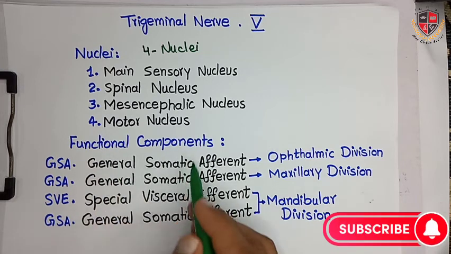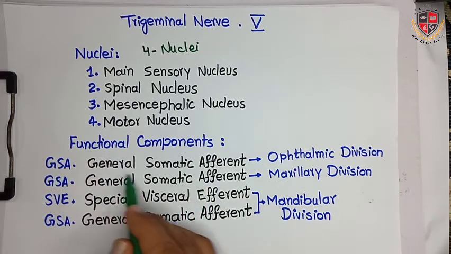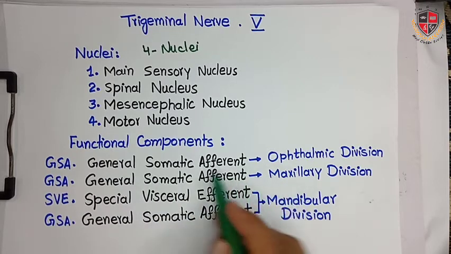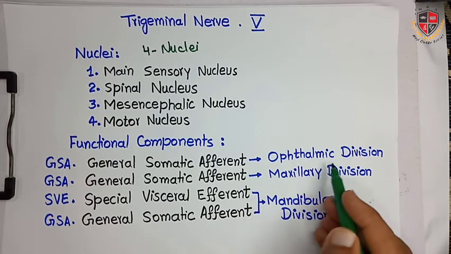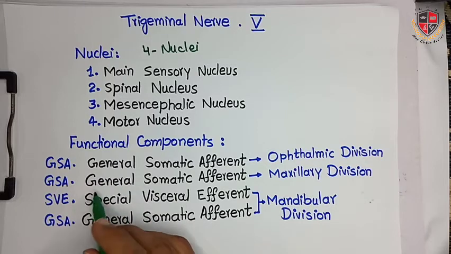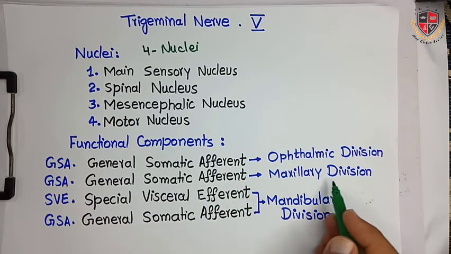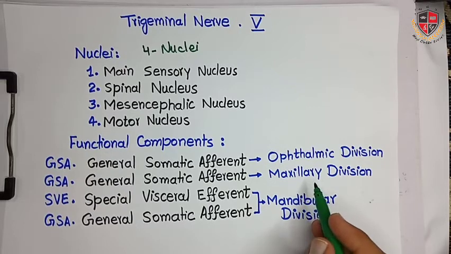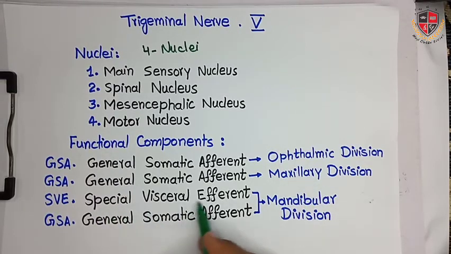Now functional components. GSA, general somatic afferent. These give fibers to the ophthalmic division, which is a completely sensory division of the trigeminal nerve. General somatic afferent for the maxillary division. It is also a sensory division. Special visceral efferent and general somatic afferent for the mandibular division. It is a mixed nerve. The SVE component gives motor fibers and the GSA component gives sensory fibers to the mandibular division.